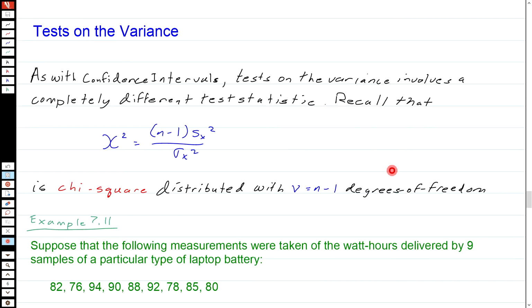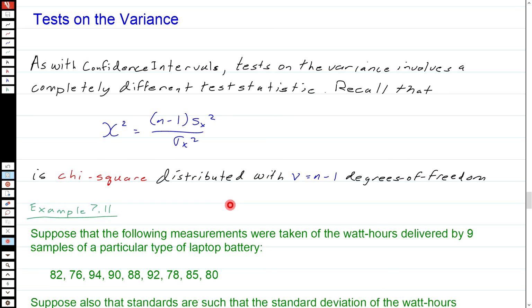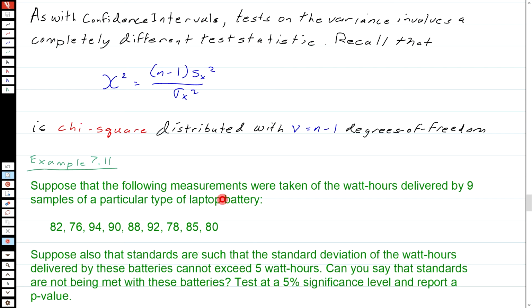Okay, so the final test that we're going to look at is the test on the variance. As we saw for confidence interval, the test on the variance involves a completely different test statistic. Recall that this chi-squared term is n-1 times sx squared divided by sigma x squared. So this will be the form of our test statistic now. And this thing here is chi-squared distributed with n-1 degrees of freedom. So this is probably best illustrated with an example.